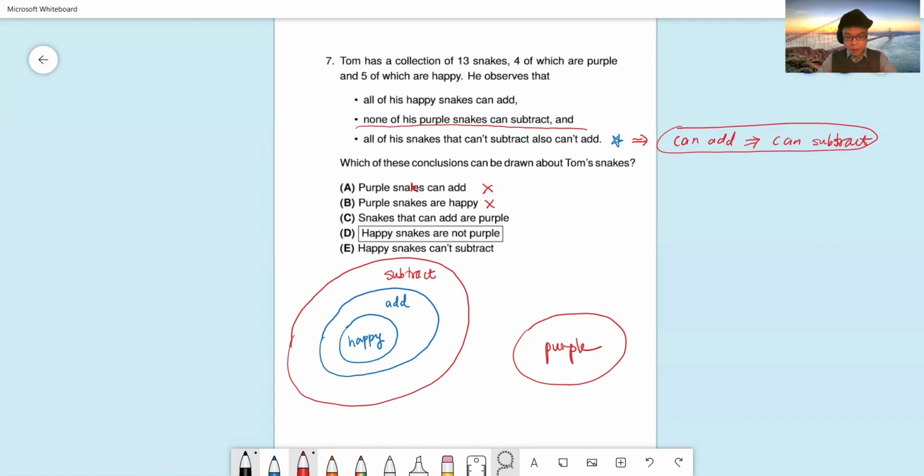Snakes that can add are purple. That's also not correct. Happy snakes are not purple. That's true. And the happy snake cannot subtract? Happy snakes can subtract because happy snakes are a subset of snakes that can add, and snakes that can add are a subset of snakes that can subtract. So this is wrong. So our answer here is D.